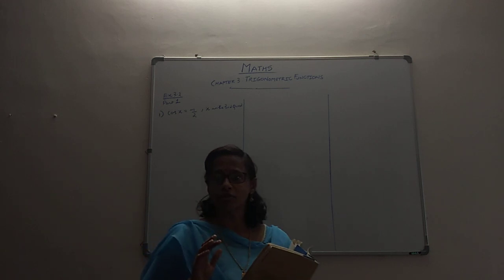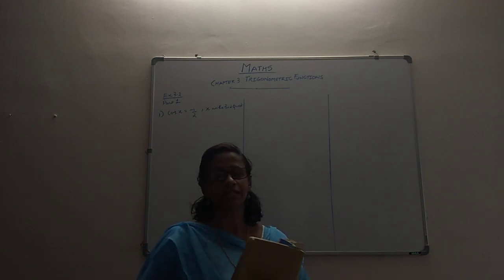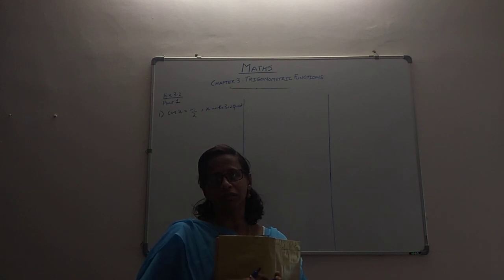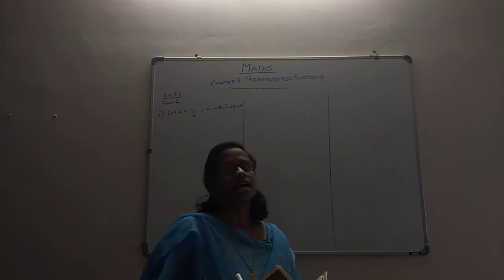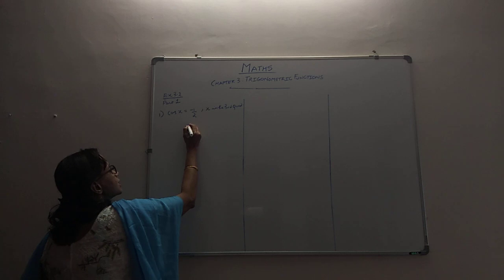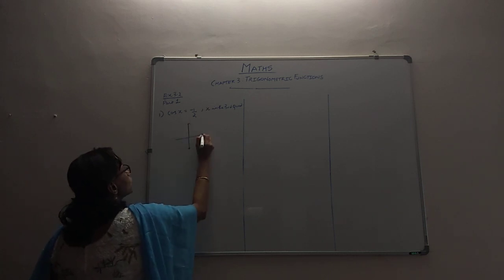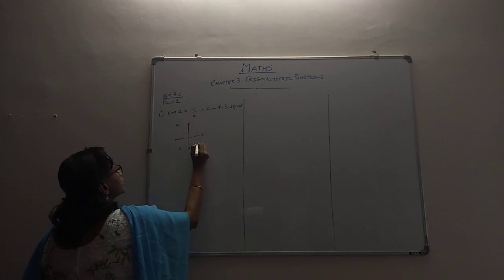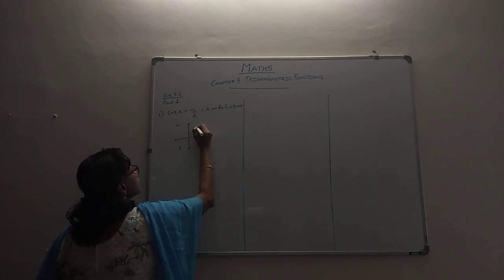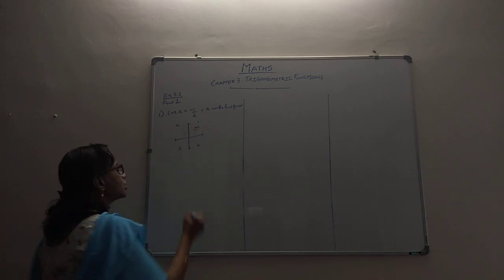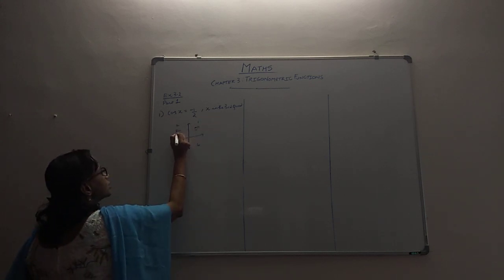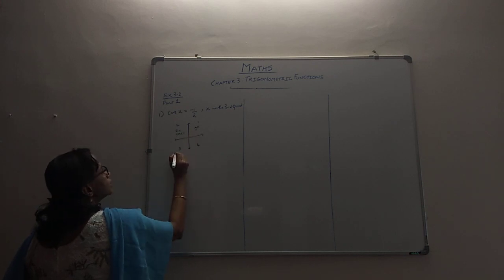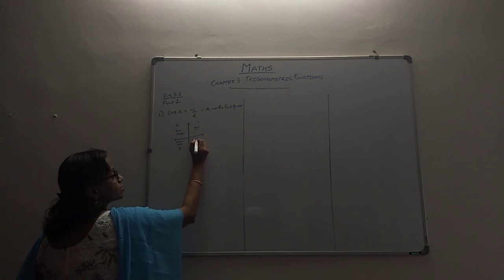Now before we actually go to this, though we know it, we'll just brief ourselves as to how the trigonometric ratios are distributed. We know that amongst the 4 quadrants, this is the first quadrant, this is the second quadrant, this is the third quadrant, and this is the fourth quadrant. In the first quadrant all trigonometric ratios are positive. Here only sine and cosec are positive. Here only tan and cot are positive, and here only cos and sec are positive.